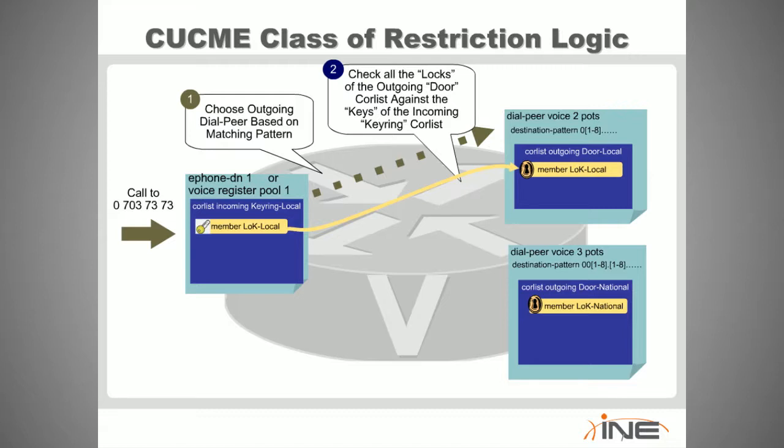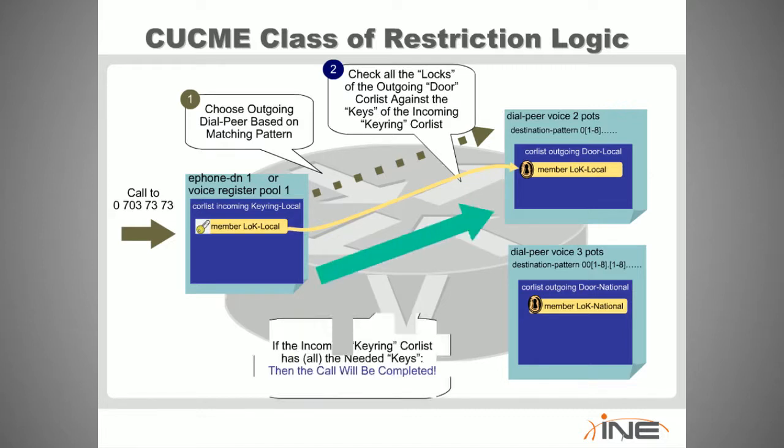But again, we check all the locks of the outgoing door CoR list against the 1 or all of the keys of the incoming keyring CoR list. And if the incoming keyring CoR list has the needed key or all of the needed keys, then the call will be completed. Another way to put this is that the inbound CoR list has to be a superset of or else equal to the members of the outgoing CoR list. That's the technical way of saying it.